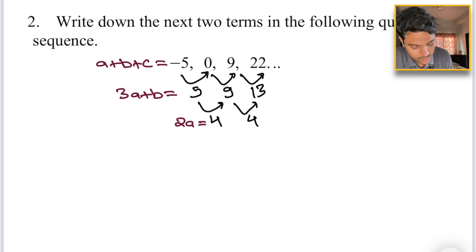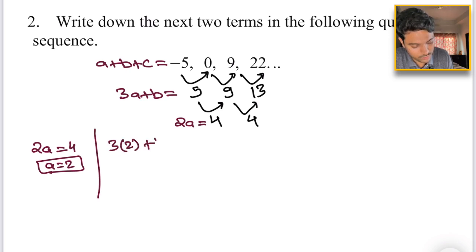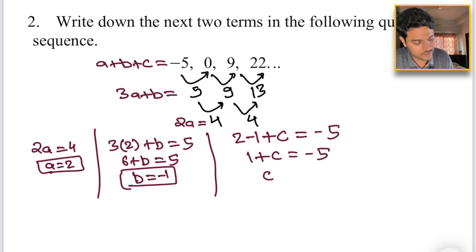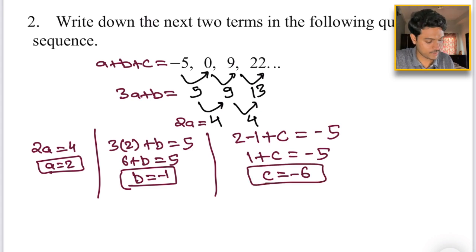So 2a is equal to 4, a is equal to 2, that's the value of a. And then 3a plus b, so 3 times 2 plus b is equal to 5. So 6 plus b equals 5, that makes b equal to 5 minus 6, that's negative 1. And let's find out the value of c now. So a plus b, so a is 2, b is negative 1, plus c is equal to negative 5. So 1 plus c equals negative 5. So c will be negative 6. So that's the value of c.